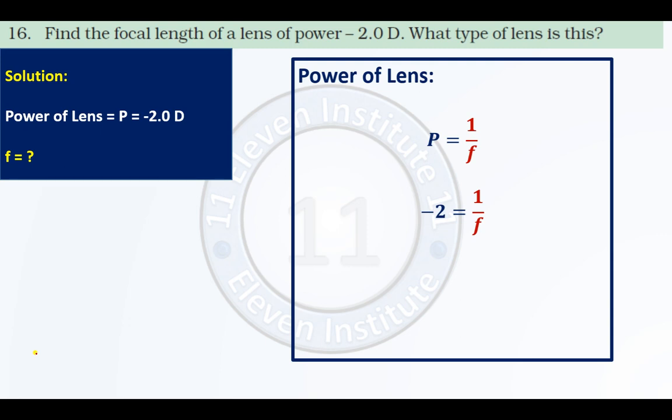Instead of P minus 2, F and minus 2 will interchange their places. 1 upon minus 2 will give me minus 0.5. This unit is important. You have to write meters.